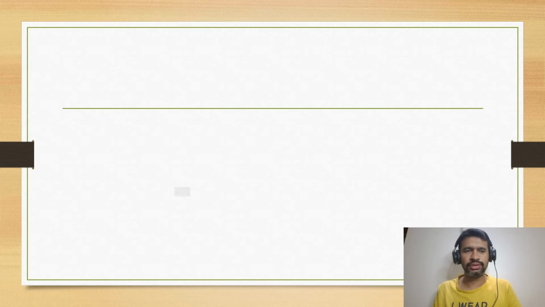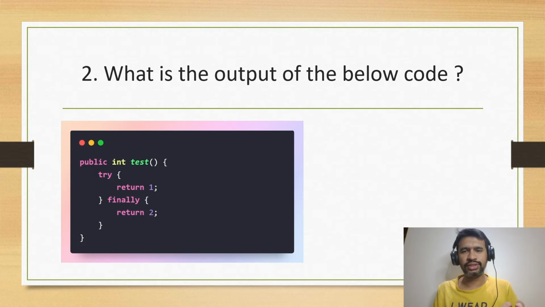So let's move on to the next question. In this question, we have to guess the output of this code. It has a try and finally block. In try we are returning 1 and in finally we are returning 2. What I would advise is to pause this video, think about the output, and you can comment that in the comment section. After that, you can resume this video and check what the output is.